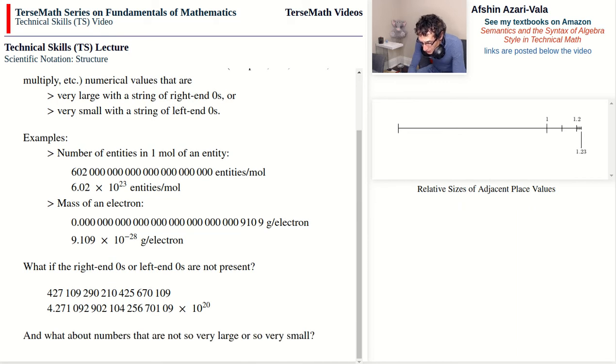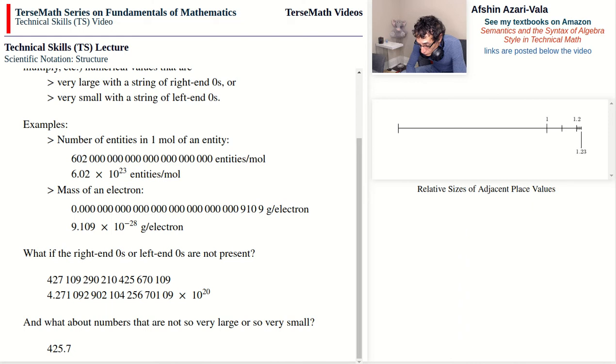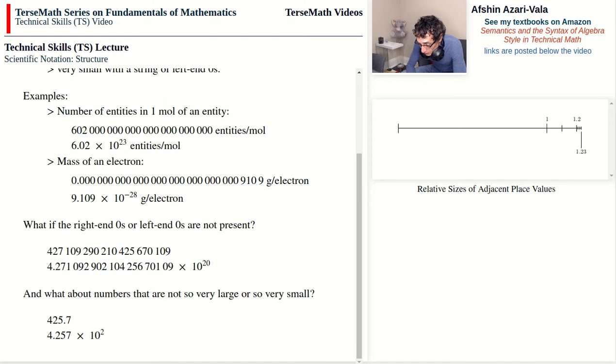Okay, the next question is, what about numbers that are not so very large or so very small? Should we use scientific notation on those? So if I have 425.7, should I write it down as 4.257 times 10 to the power of 2? And the answer is, of course not. The 425.7 is much easier to understand, less effort in writing it down. And also, that may be the reason that 425.7 is more familiar, maybe because we are much more used to using decimals compared to scientific notation.